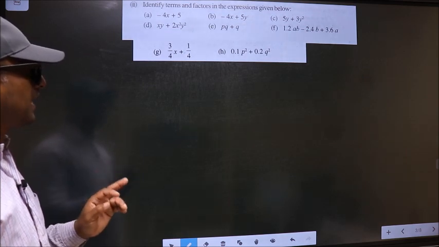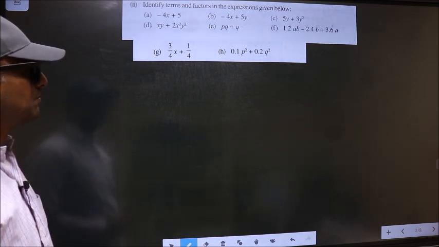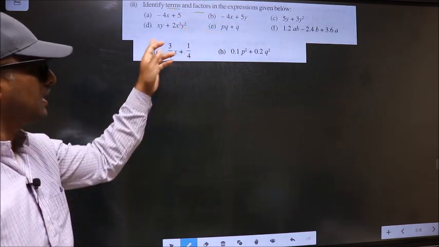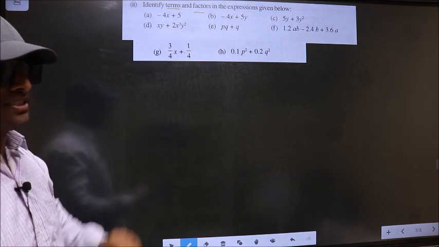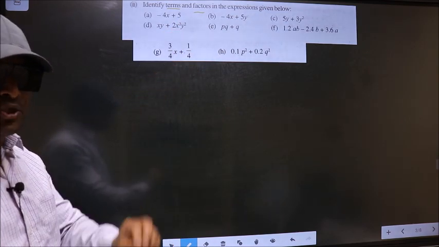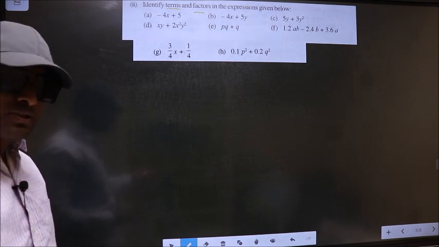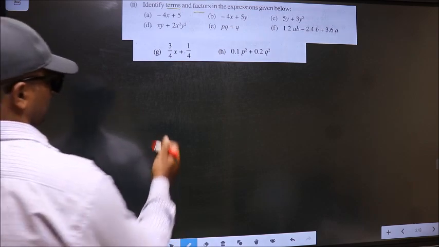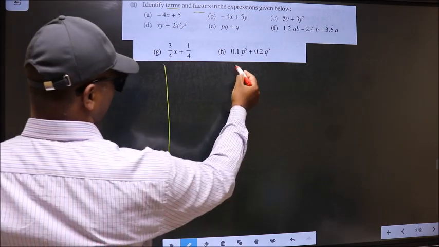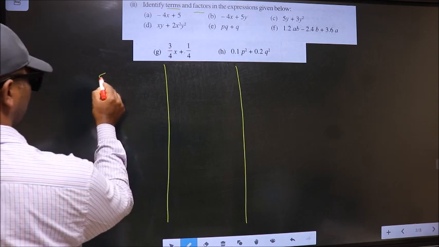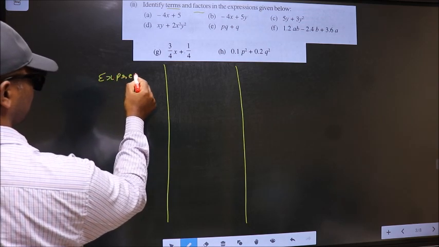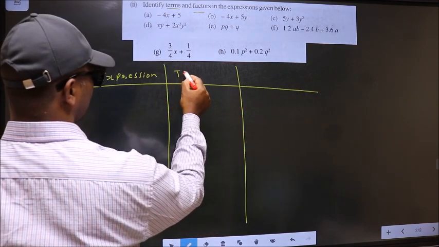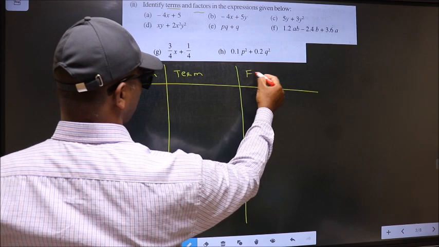Identify terms and factors in the expressions given below. We should identify terms and factors in all these given expressions. He did not tell us to show in the tree diagram. So how do we show it? In the form of a table. See. So first is for expression. Next is for term, and finally the factors.